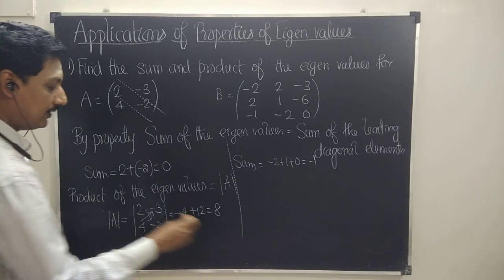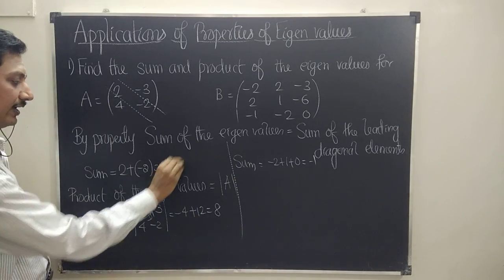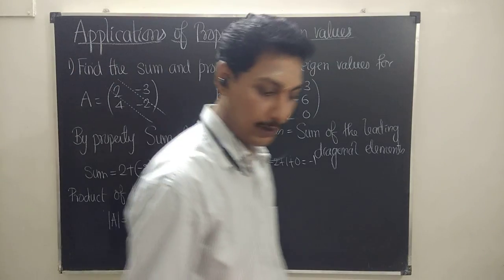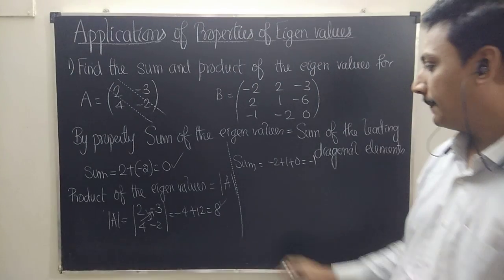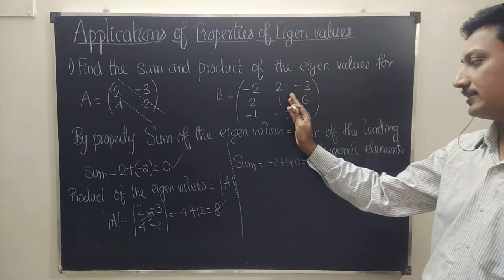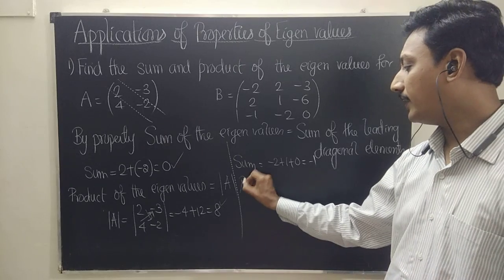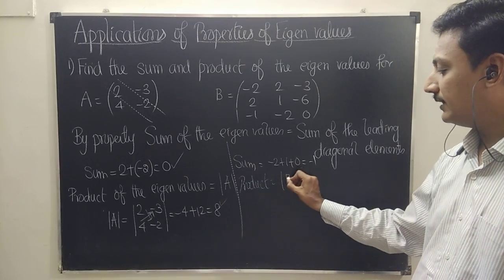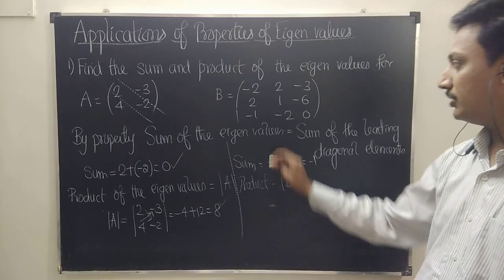So without finding the eigenvalues, I can find their sum and the product. That is the beauty of this property. Now what about the product of the eigenvalues of the matrix B? The product of the eigenvalues is equal to the determinant value of matrix B. So what's the determinant value here?